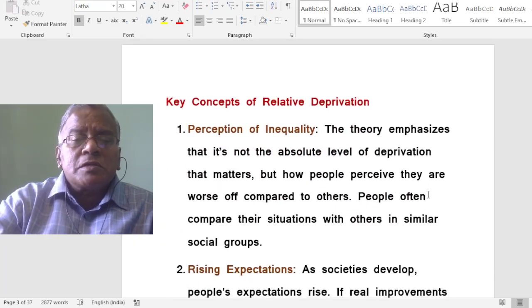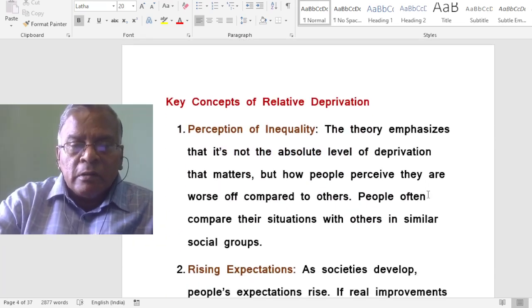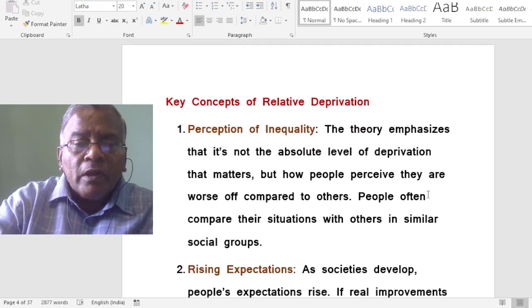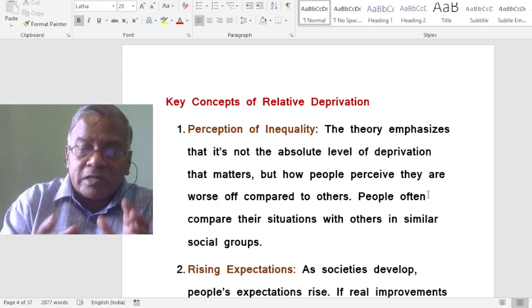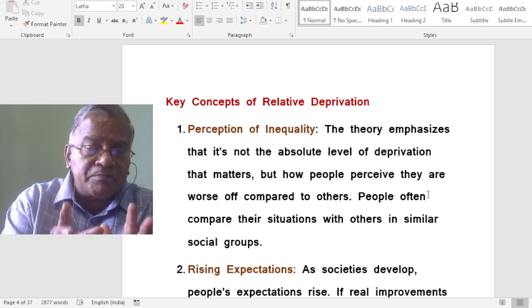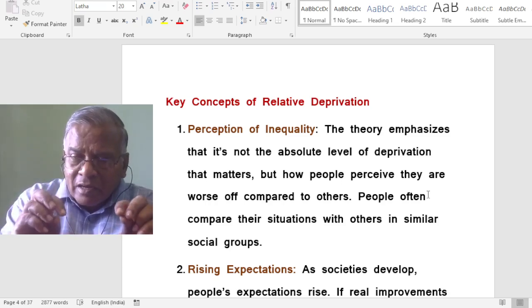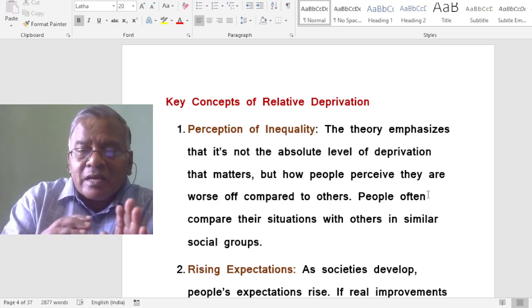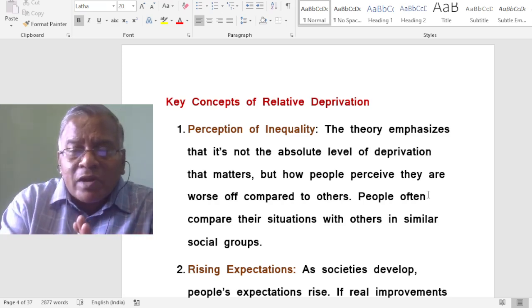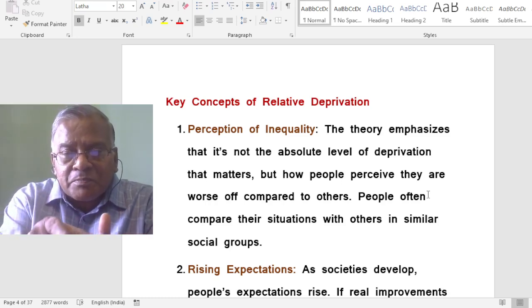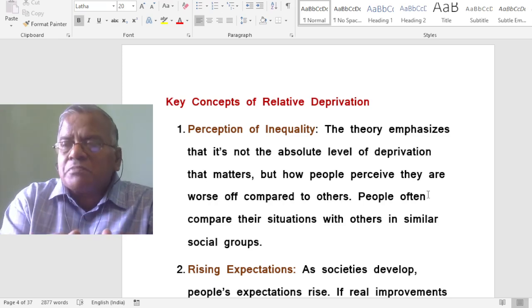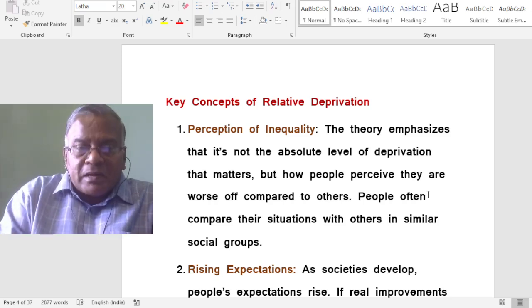What are the key concepts of relative deprivation? First one is perception of inequality. Very important concept here is that perception of inequality. See, the sources are there, opportunities are there, resources are there, but it is unequally distributed. That is the perception, and because of that people rebel. That's the idea here.